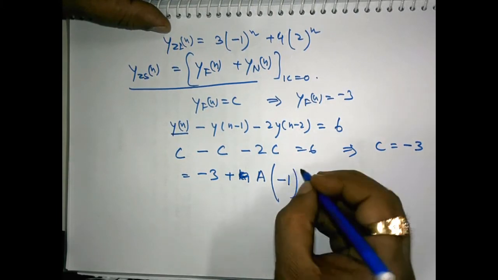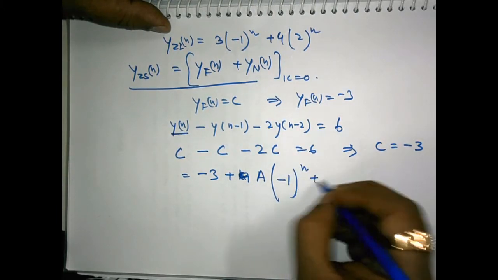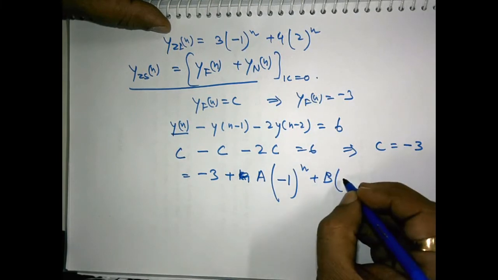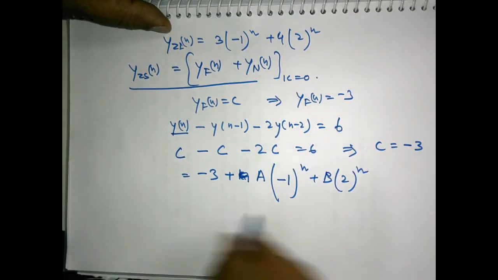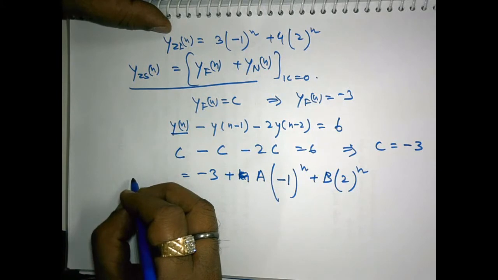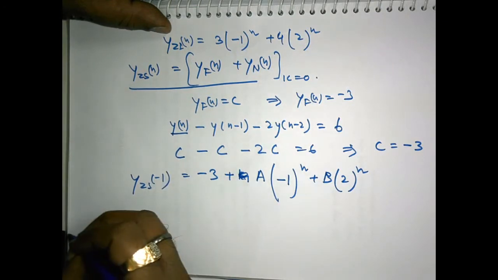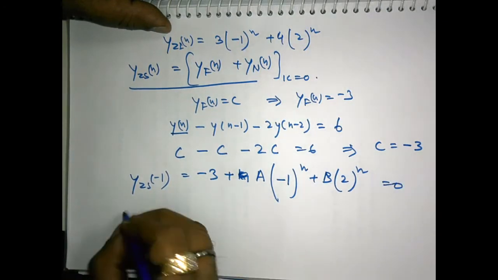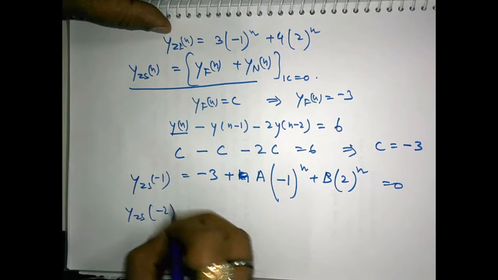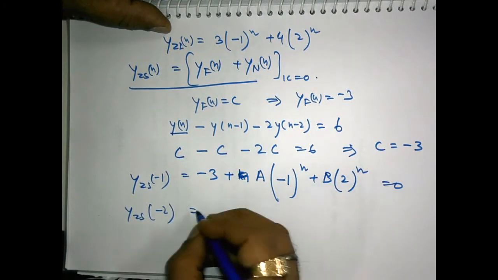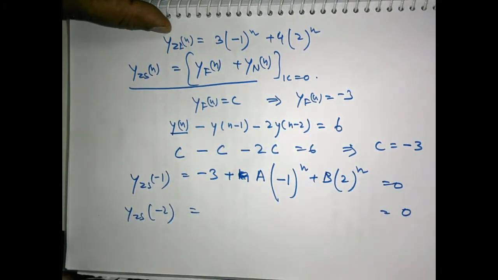Minus 1 was the root. So y(n) equals a(-1)^n plus b·2^n, and the initial conditions will be 0 in both situations. This means y_zs(-1) will be equal to 0, and y_zs(-2) will be equal to 0.